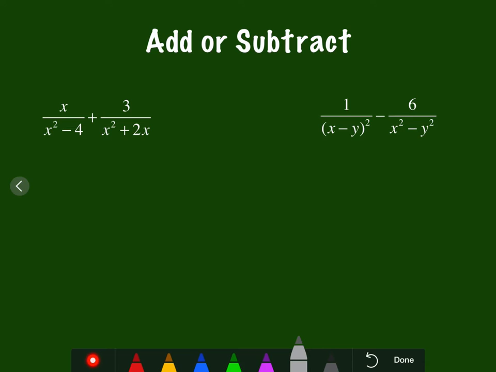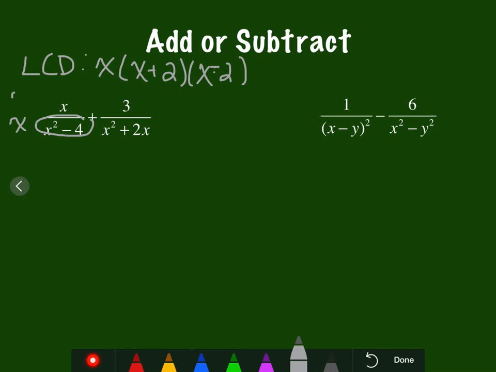Okay, let's try this next example. So I have x over x squared minus 4 plus 3 over x squared plus 2x. My LCD here is x times x plus 2, x minus 2. So I know that x squared minus 4 is x plus 2 times x minus 2. I'm missing the x, so I need to multiply top and bottom by x. x squared over x times x plus 2, x minus 2.